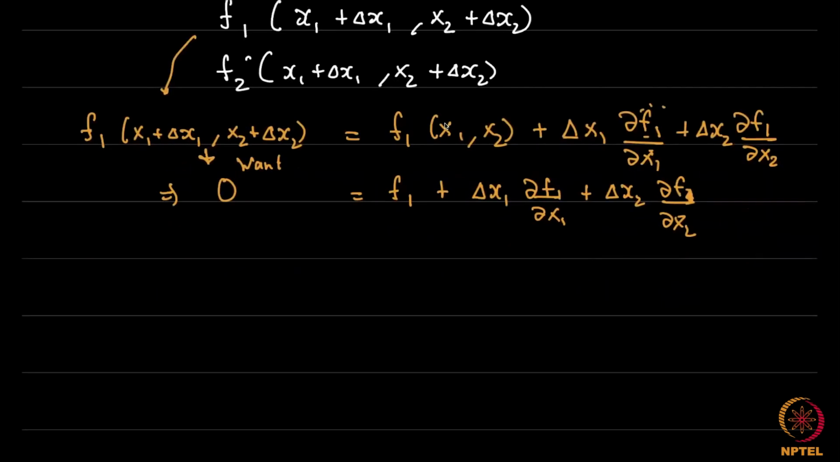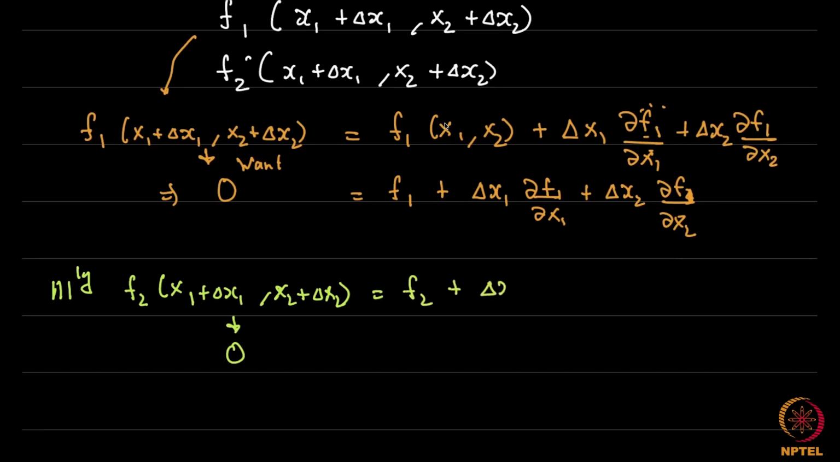Similarly, you can see quite easily the same trick applies for f2. f2 of x1 plus delta x1 comma x2 plus delta x2 will have to be driven to 0. This will give us f2 plus delta x1 del f2 del x1. If we perturb x1, f2 will change by a little bit. Similarly, if we perturb x2, f2 will change by a little bit.